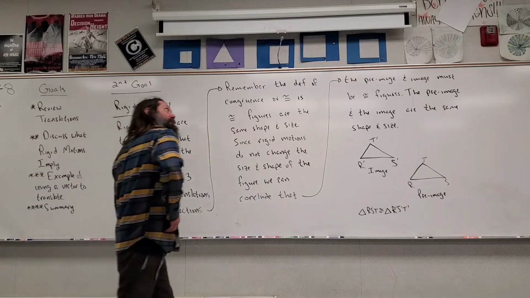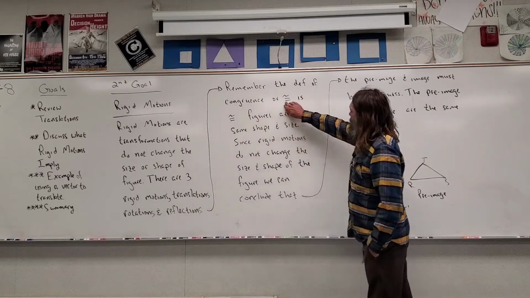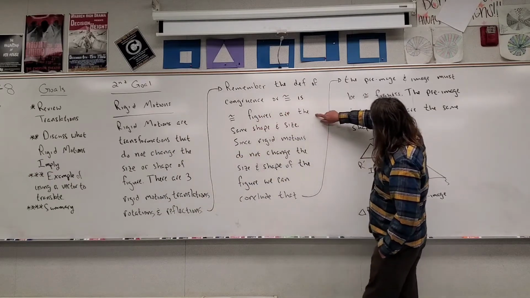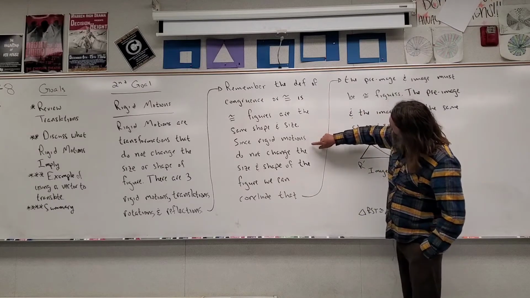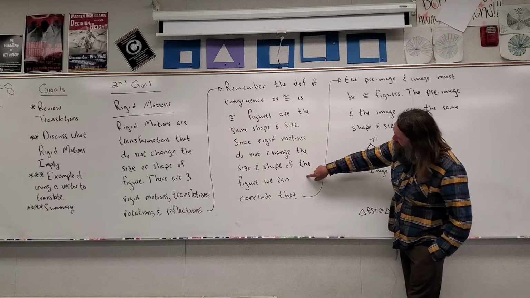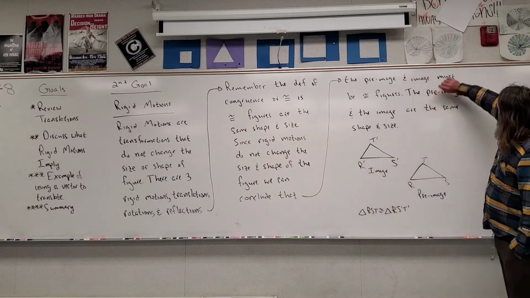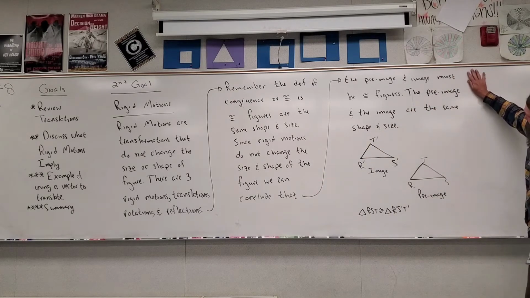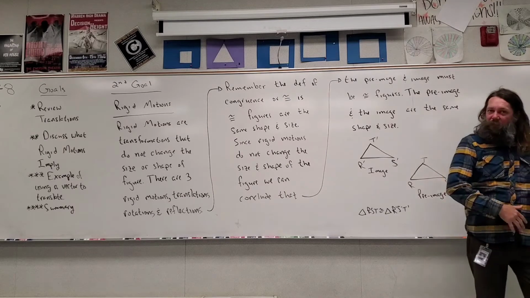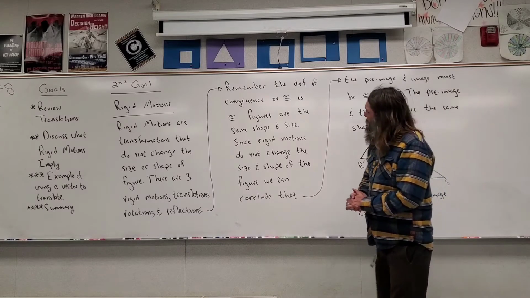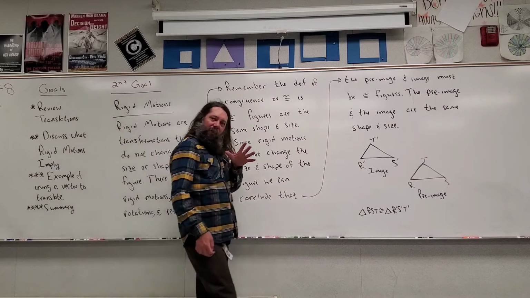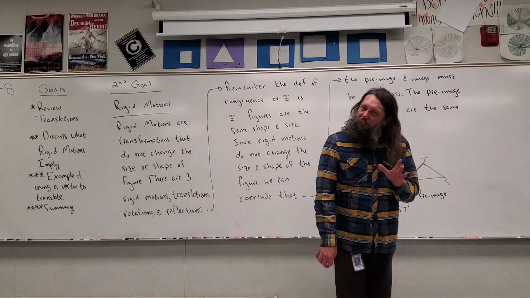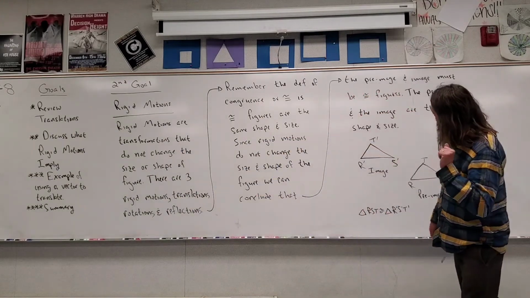Remember, the definition of congruence, or this is a symbol for congruence, is that congruent figures are the same shape and size. Since rigid motions do not change the size and the shape of a figure, we can conclude that the pre-image and the image must be congruent figures. The pre-image and the image are the same size and shape. That's why they're congruent. Okay? So what this implies is the image and the pre-image are the same size, same shape. That's very important. It does not change the size or the shape.